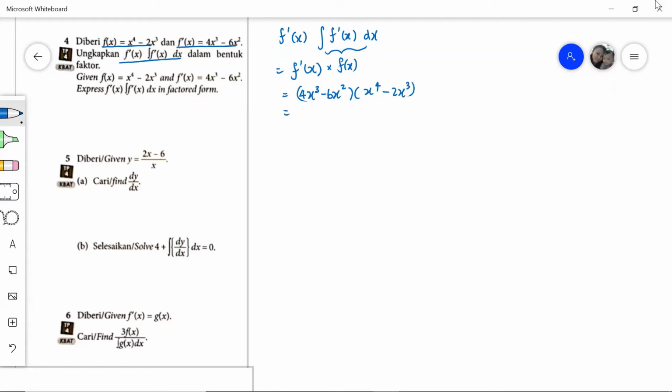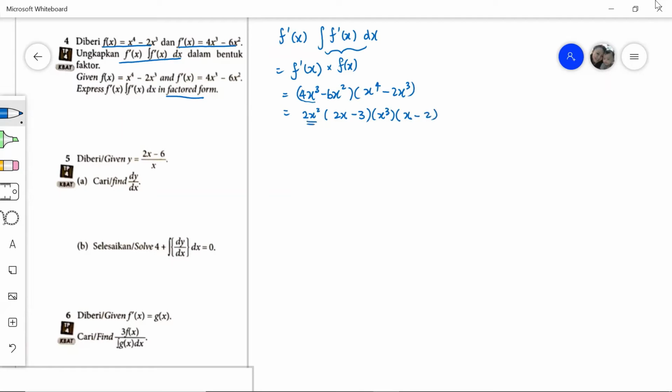Let's factorize this because we're supposed to leave our answer in factor form. Over here we can factorize 2x squared. So the first term is left with 2x, the second term left with negative 3. And then for this part, we can factorize x cubed. The first term we left with x, the second term left with 2.